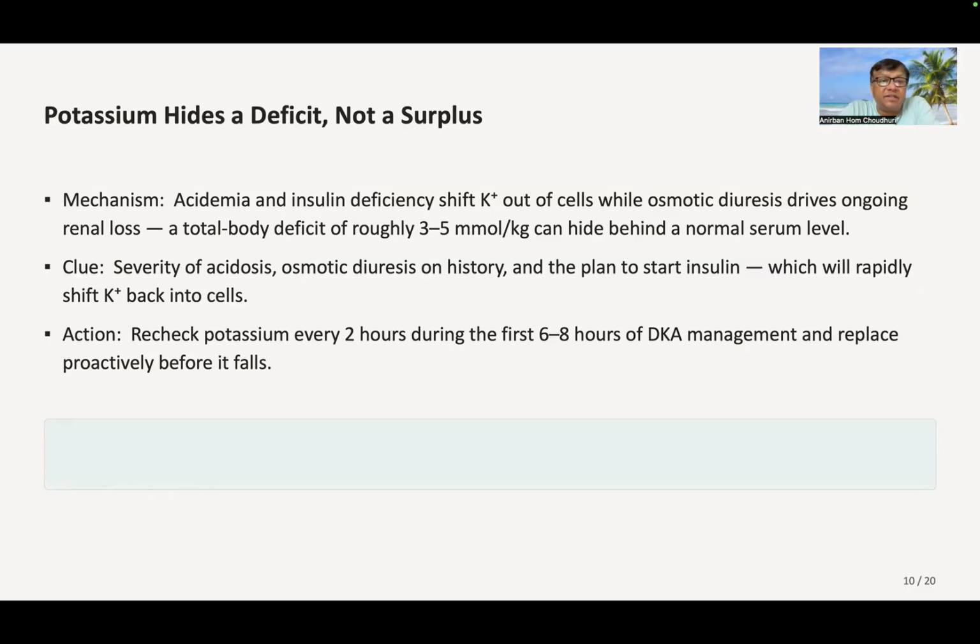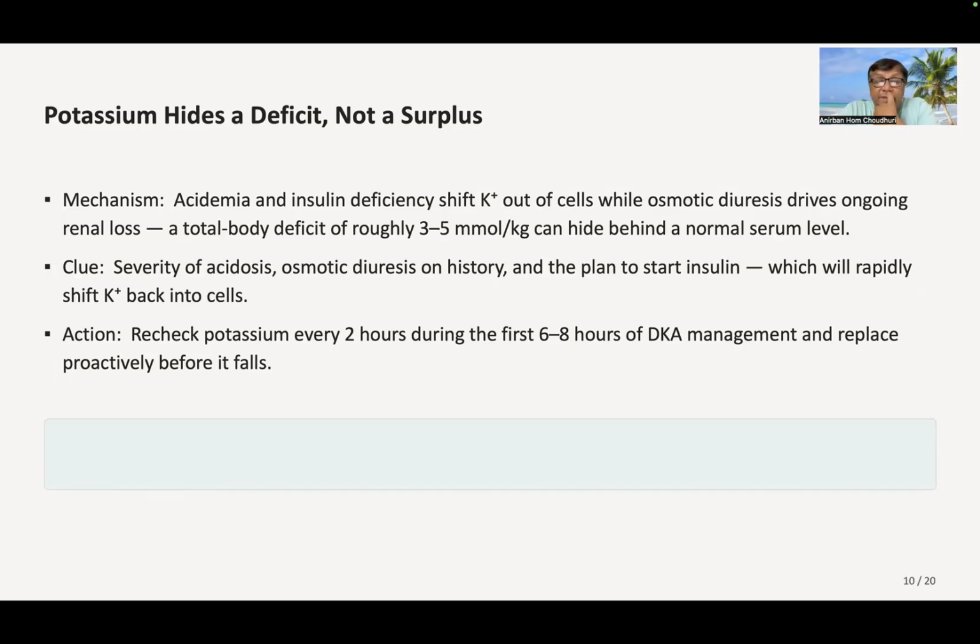The mechanism is that acidemia and insulin deficiency shift potassium out of the cells, while osmotic diuresis drives ongoing renal loss. So a total body deficit of roughly 3 to 5 millimoles per kg can hide behind a normal serum level. Now, the clues this patient was giving were the severity of acidosis, osmotic diuresis on history, and the plan to start insulin, all of which will rapidly shift potassium back into the cells.